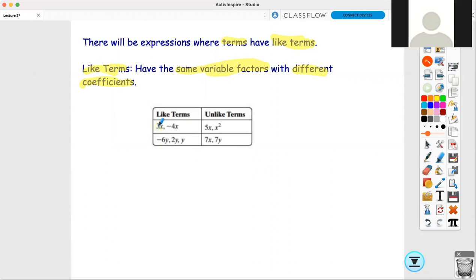Like terms are 3x and negative 4x. They're alike because they both have what letter, guys? X. Excellent. Just like in this row, all of these y's are y's. Now, unlike terms: these both have an x, so what's different about this 5x and x squared? They're different.